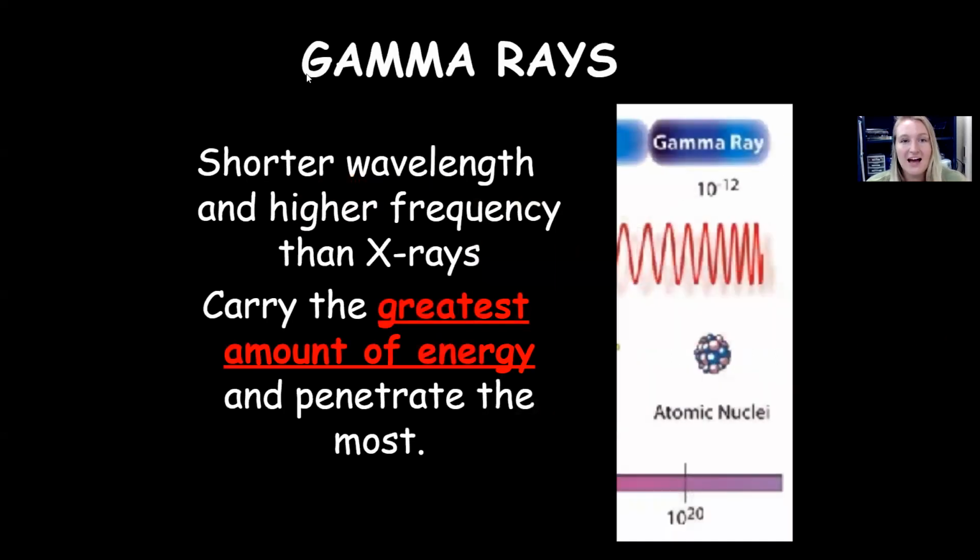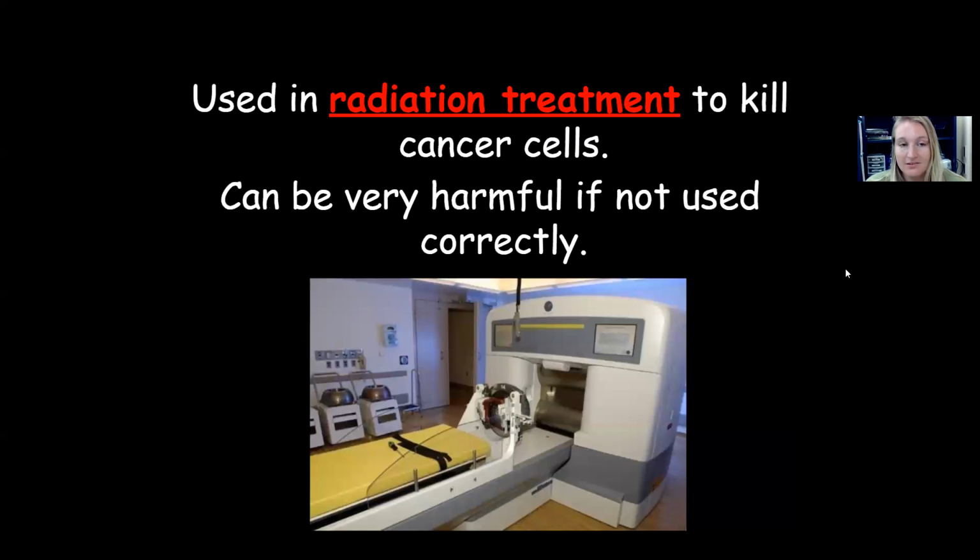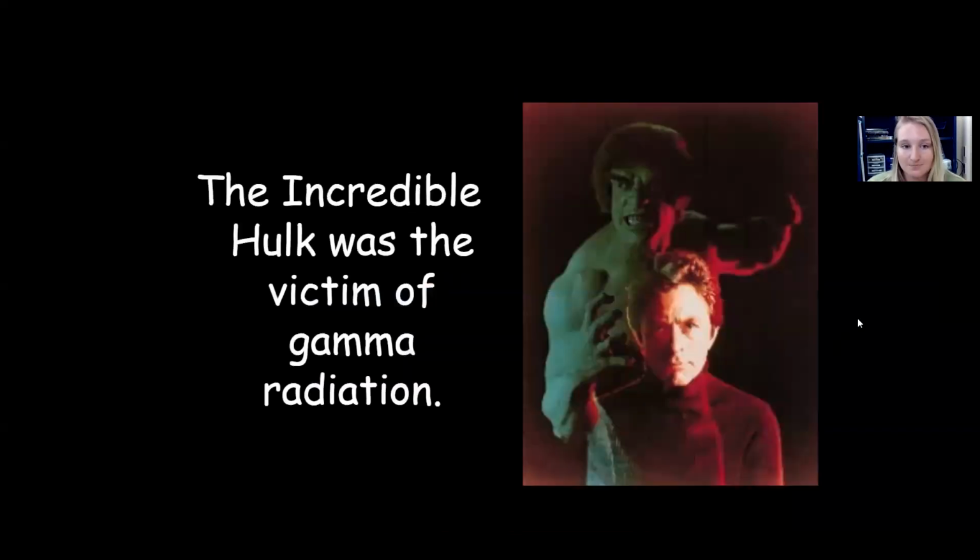All right, and our last one, we are now at the other end of the spectrum. These are gamma waves, which have the shortest wavelengths, the highest frequency, and the most amount of energy. These are what's used in radiation treatment to kill cancer cells, but it can kill any cells. So if it's not used correctly, it can be dangerous because it can kill other cells as well.